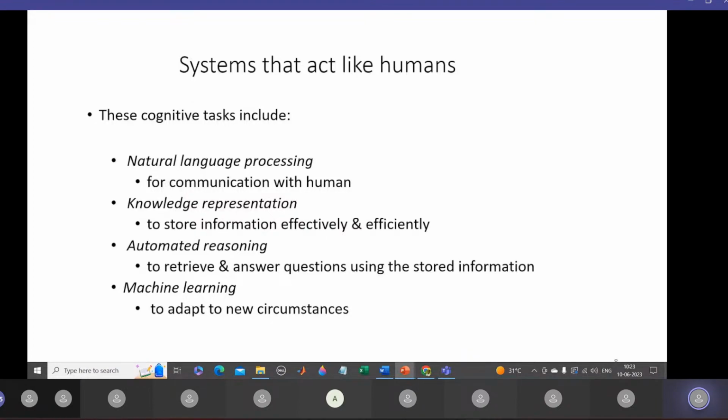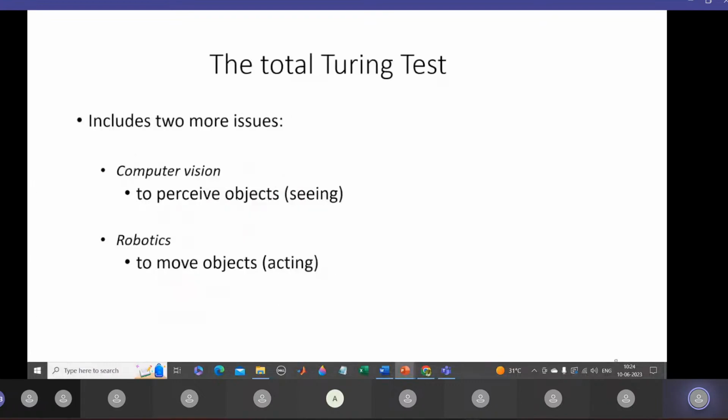So what is knowledge representation? How you store the information effectively and efficiently. I think you're familiar with the terms efficient and effective, right? And then automated reasoning, so you can retrieve and answer questions based on the information you have stored. And machine learning, so you can adapt to whatever new circumstances are there. That is machine learning.